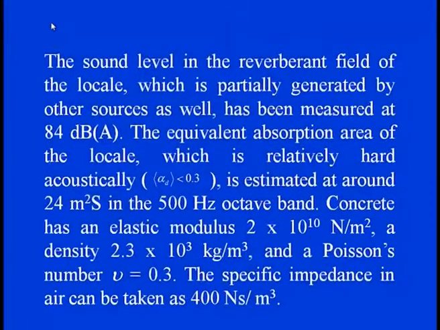The equivalent absorption area of the room, because we are just going with the room part, is alpha E, a relatively hard acoustic feature because of the material property, with alpha E less than 0.3, and can be estimated at around 24 meters square in the 500 hertz octave band. Below that we have the concrete floor, which has an elastic modulus of 2 into 10 to the power 10 and a density of 2.3 into 10 to the power 3 kilograms per meter cube, and the Poisson ratio for such things can be straightaway taken as 0.3.